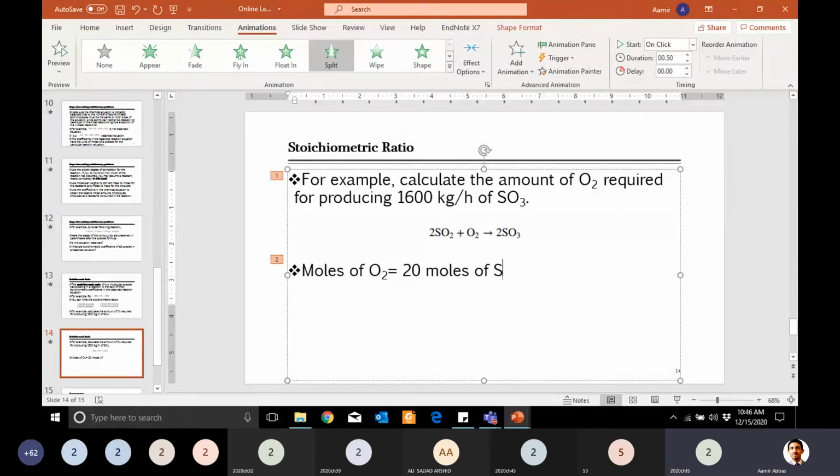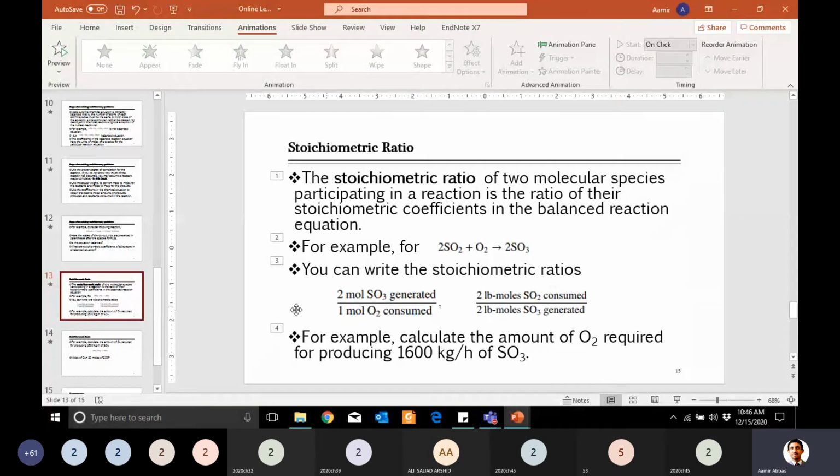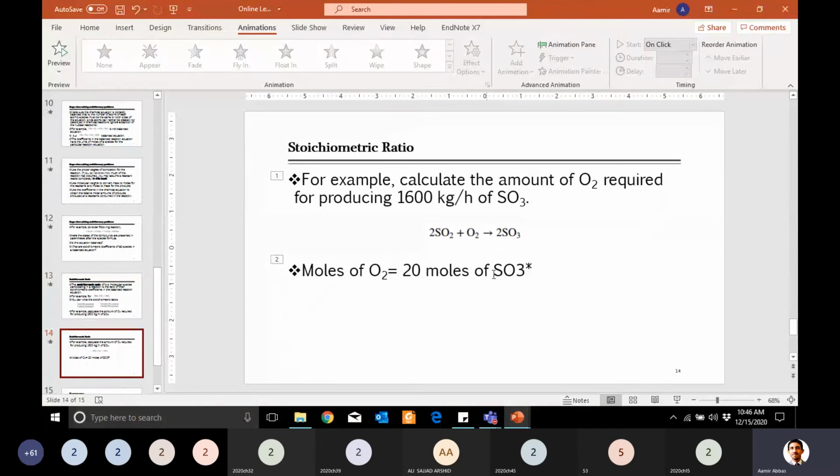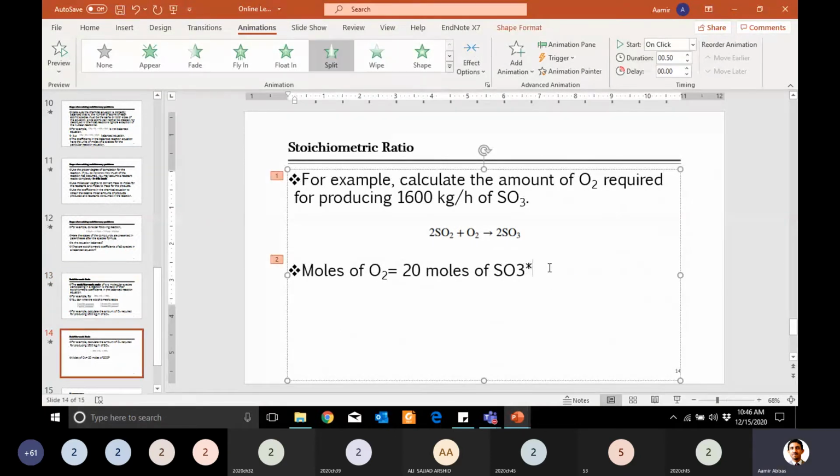Right, 20 moles of SO3, you know from this information. So when you know this, just multiply it with the stoichiometric ratio. There are 2 moles of SO3, and it's not mentioned here where it goes, so you put it in the denominator on the other side. So we write that 1 mole of oxygen is consumed when 2 moles of SO3 are produced. Just solve it and you will get, I think, 10 moles.